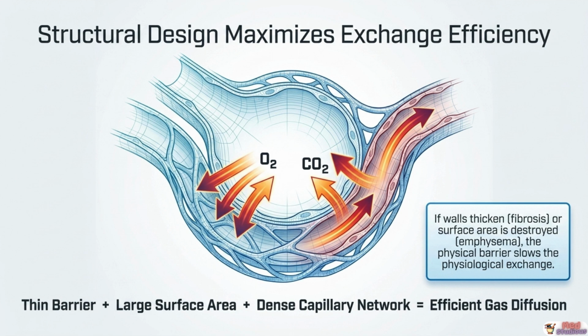If the barrier becomes thicker, as in pulmonary fibrosis, diffusion becomes more difficult. If surface area is lost, as in emphysema, gas exchange is impaired. The clinical problem is functional, but the explanation begins with altered structure.